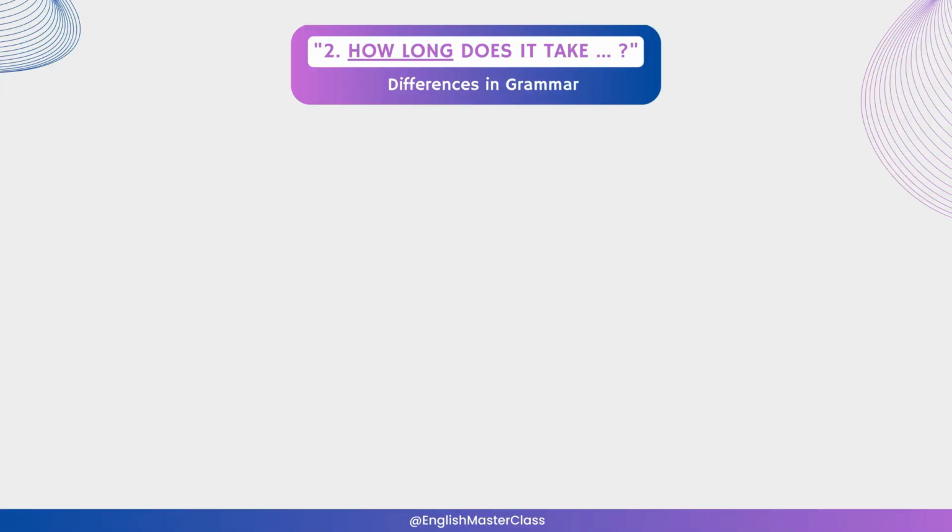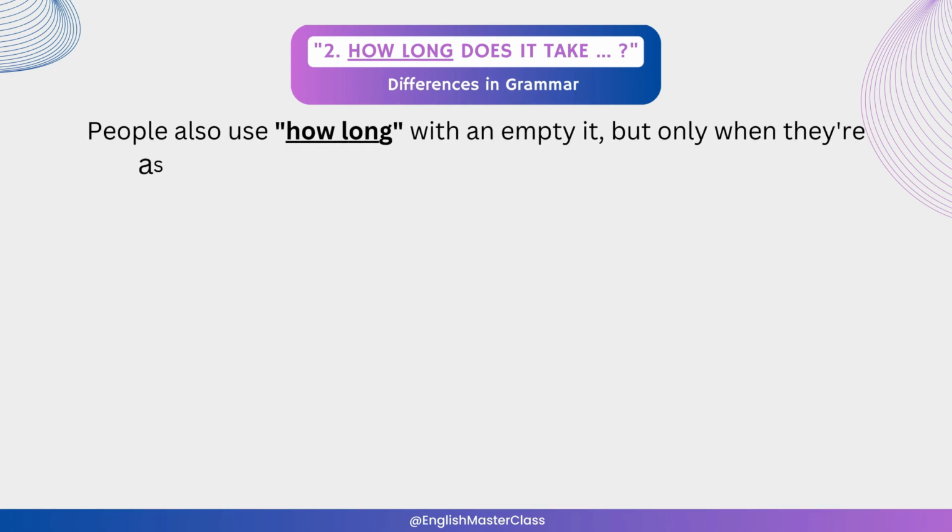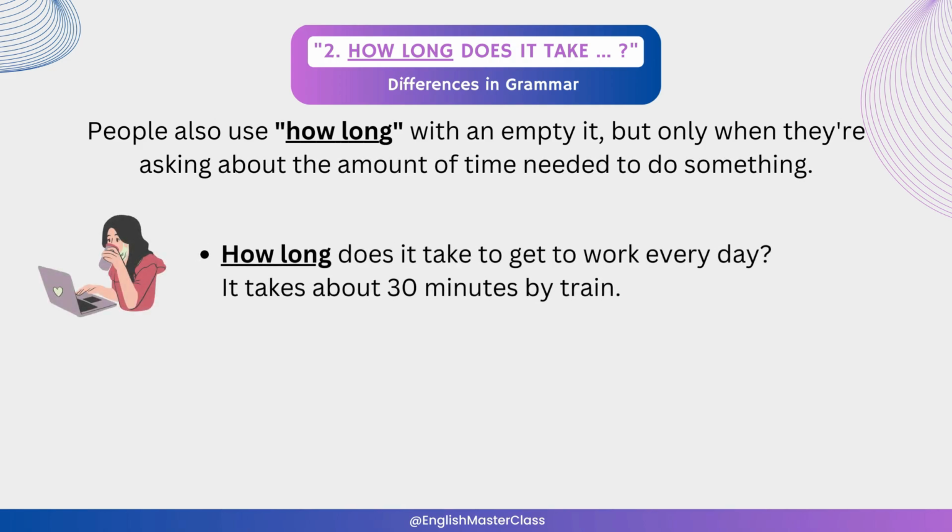Number 2. How long does it take? People also use how long with an empty it, but only when they're asking about the amount of time needed to do something. How long does it take to get to work every day? It takes about 30 minutes by train.